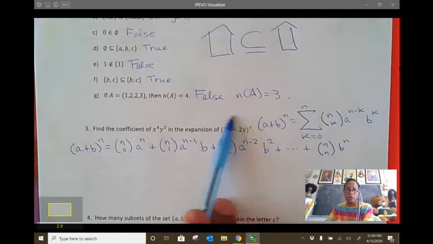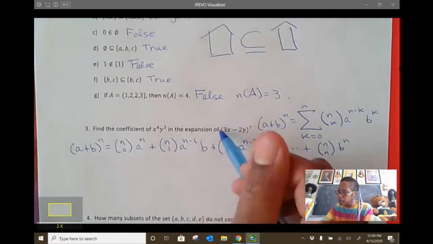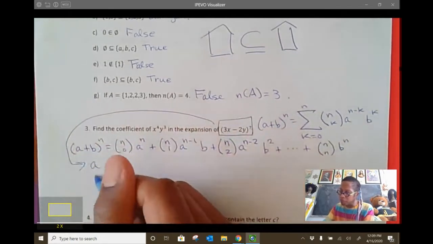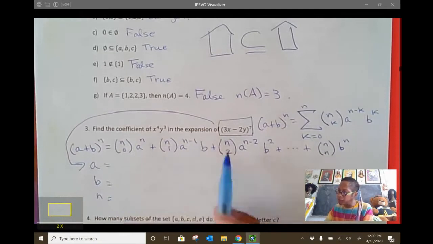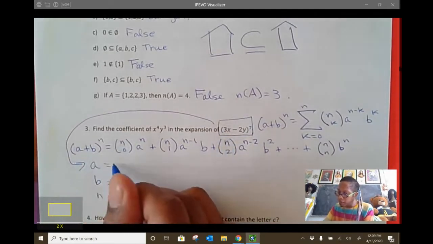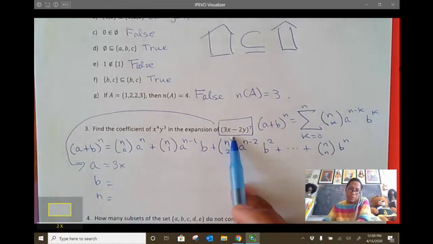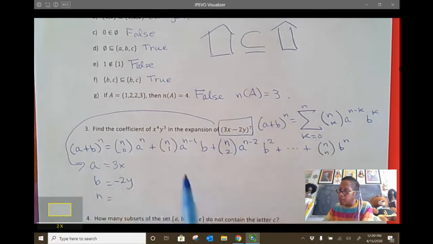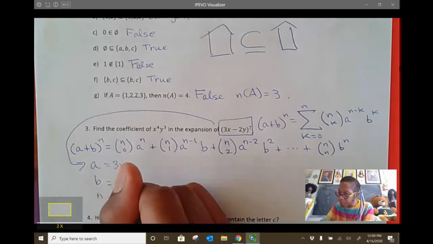So the key with the homework tonight in these problems is to look at this and say to ourselves, what is a, what is b, and what is n? And a is clear. A is to the left of the plus symbol, 3x. And then b is the thing to the right of the plus symbol. But then you're going to say, there is no plus symbol. Well, then it's negative 2y. That's what b is. What is n? It's the thing that's hovering over the right parenthesis.